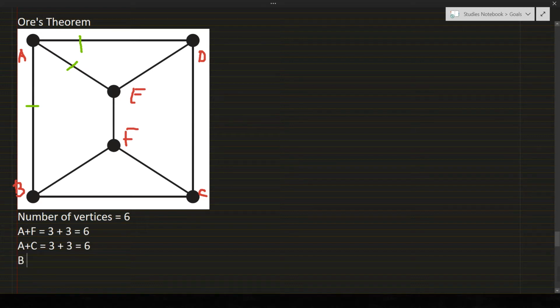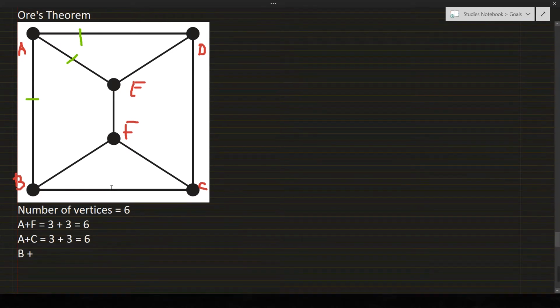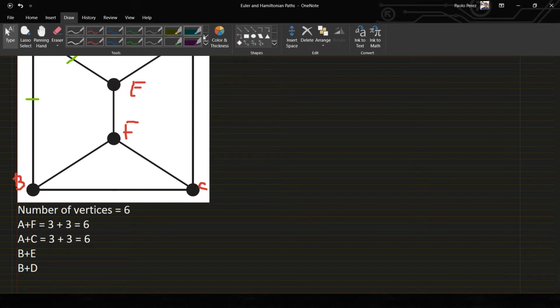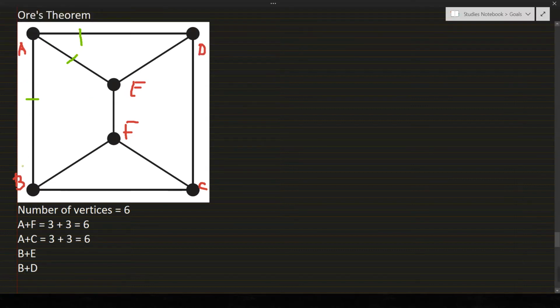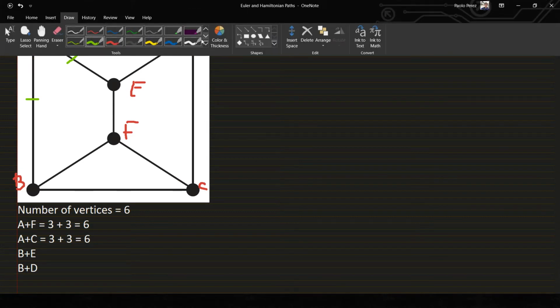What are the non-adjacent for letter B? The non-adjacent for letter B are E and D. Why? Okay, the adjacent vertices for B are A, C, and F. So vertices E and D are not adjacent to vertex B.